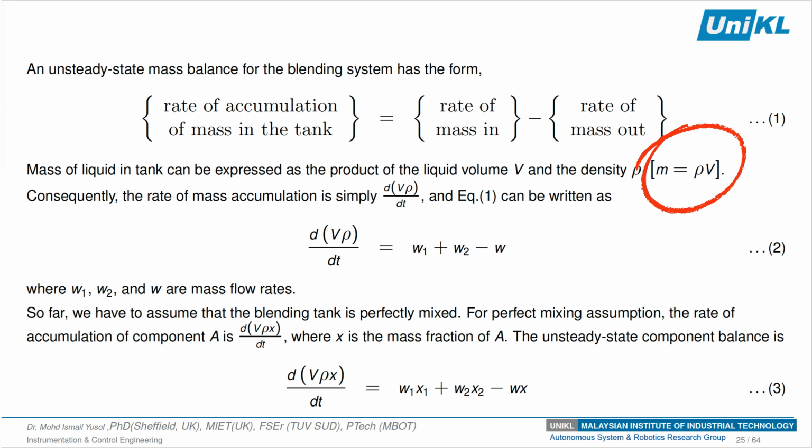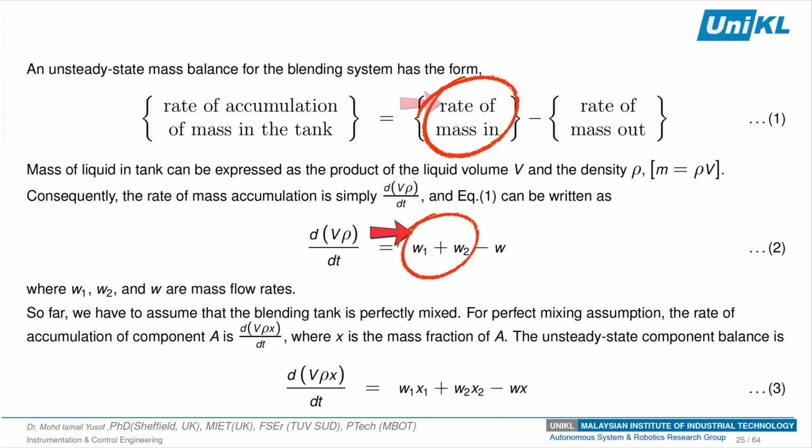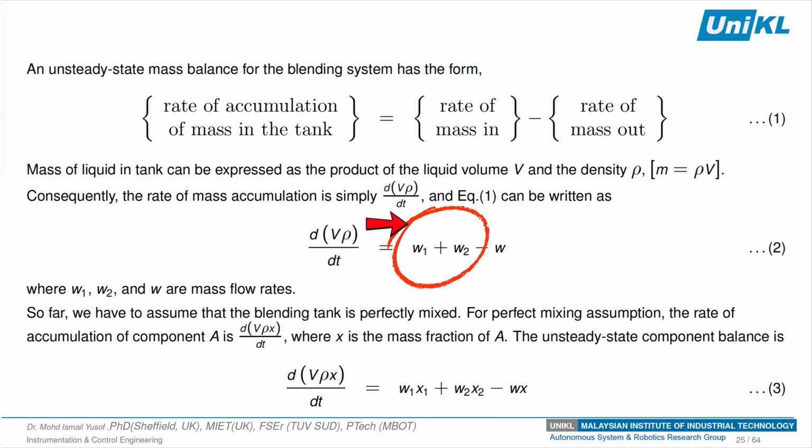In mathematical expression, mass of the liquid mixture in the tank, which is m, is given by liquid's density times volume of the liquid. Consequently, the rate of mass accumulation is simply d(Vρ)/dt, and equation 1 can be written as d(Vρ)/dt is equal to W1 plus W2 minus W, whereby W1 and W2 are mass flow rate for inlet 1 and inlet 2 respectively, and W is mass flow rate for outlet.